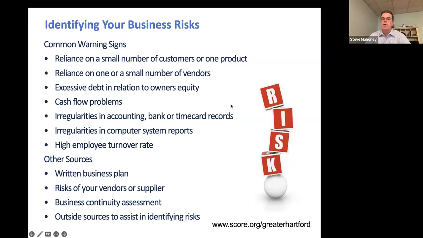All right, identifying your business risks. There's a lot of information on this slide, so I'll go through this kind of slowly. The first thing we think about are common warning signs. Now, this is not exhaustive. This should be considered an initial brainstorming list. I mentioned concentration risk on the previous page. If you're relying on a small number of customers or maybe one product, that could be a concentration risk if a competitor comes in and offers something more compelling or at a better price point than your product or service.